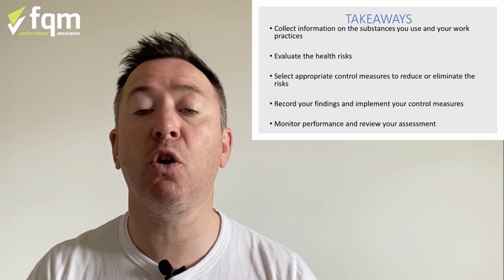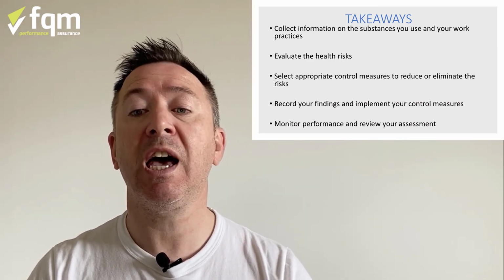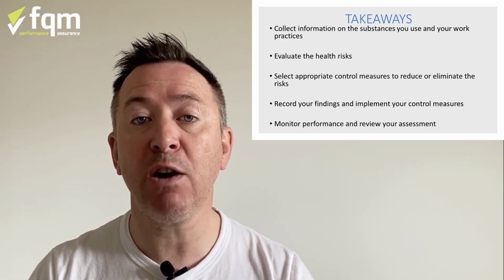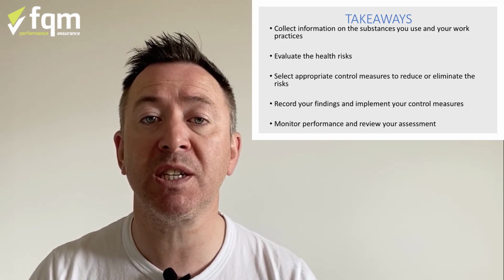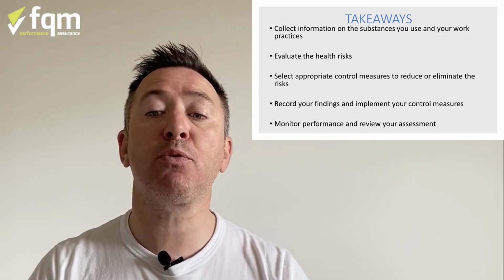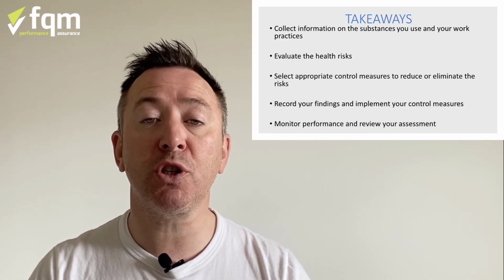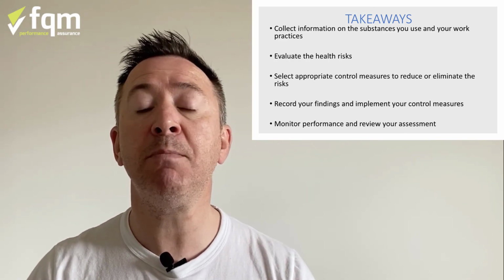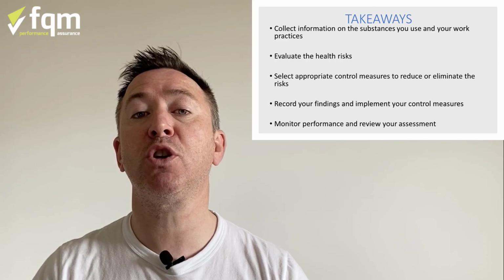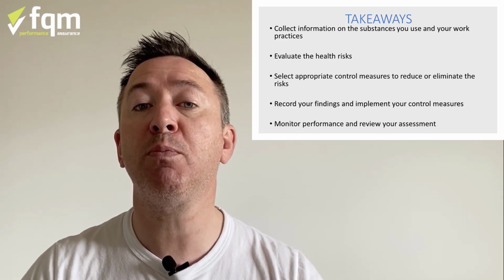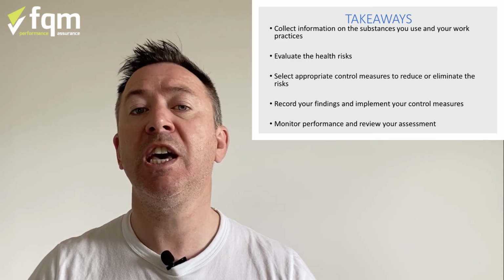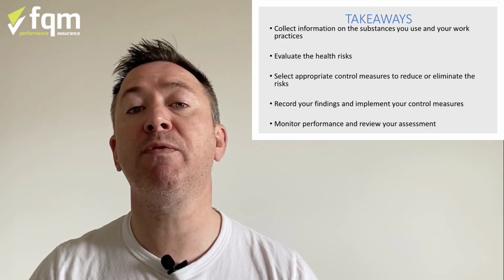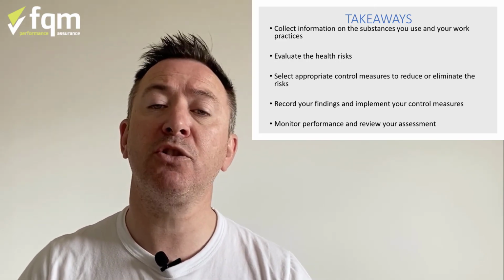Collect the information on the substance you use and the work practices that you undertake. Evaluate the health risks to the individuals using it and those around them. Select appropriate control measures to reduce or eliminate those risks. Record your findings and implement your control measures, and ensure that you monitor the performance of people using those control measures, the changes of substances, and ensure that you review your assessment fairly regularly to ensure that it's up to date.